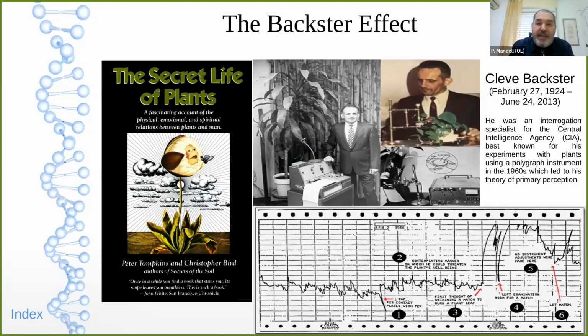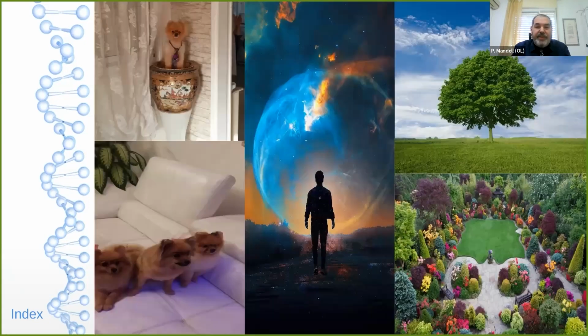So we'll go on to the next. Quantum entanglement, the Baxter effect, the secret life of plants. It's a very interesting book. Cleve Baxter was the one who used the polygraph to see how plants react, and that they have their consciousness. And this basically brings us to the universal law of quantum entanglement and action at a distance. It's how all of nature communicates.